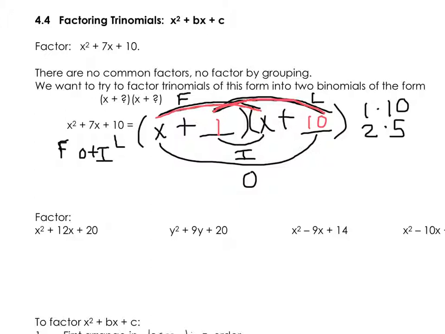We check ourselves by checking to see whether or not the outside plus the inside is 7x. We're looking for 7x. So if we multiply the inside together, we get 1x. If we multiply the outside together, we get 10x. Add them together, you get 11x. That is not right. We don't want 11x. We want 7x. So let's back it up.